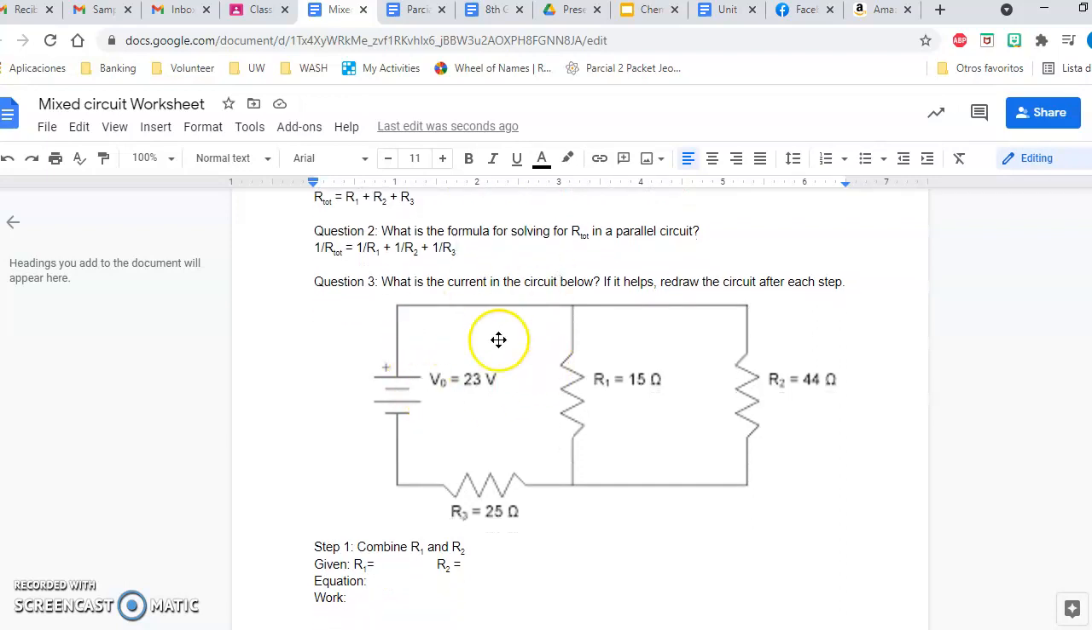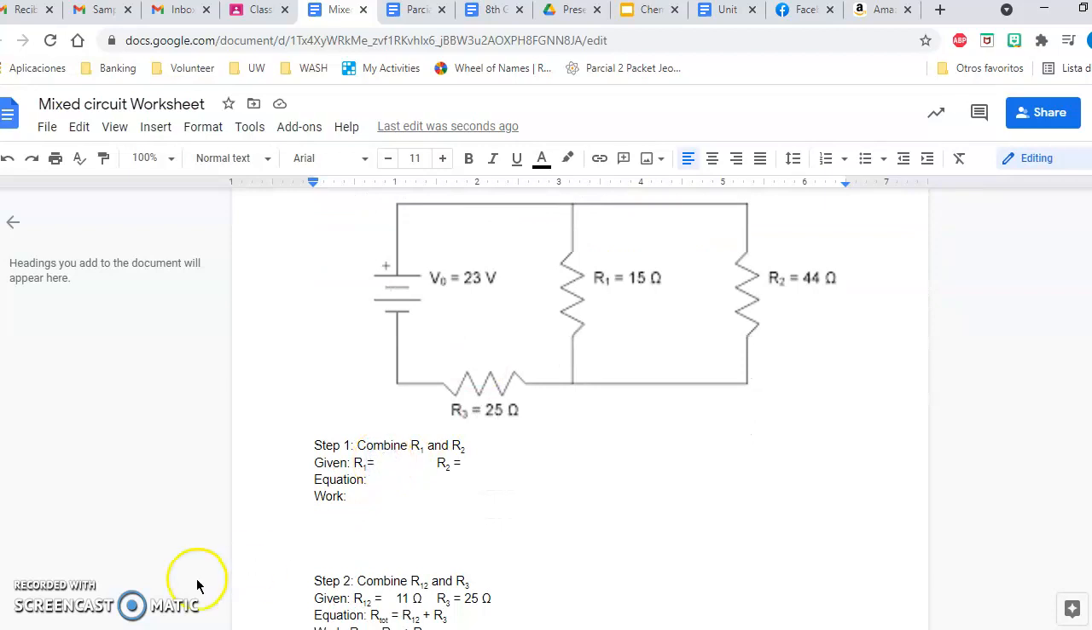Now, what we're going to look at is this circuit below. We can see R1 and R2 are in parallel, because our current can start in this battery and go all the way around until it gets to this point. Now it can go either here or down here. Because it can go two different ways, it's in parallel. So we're going to combine these first by using our equation up here. I'm going to rewrite it this way.